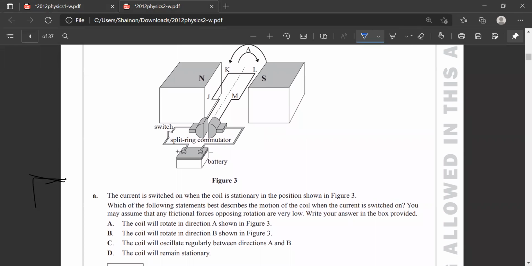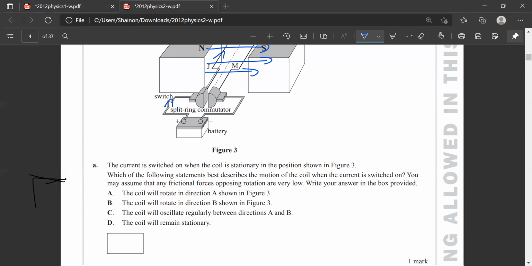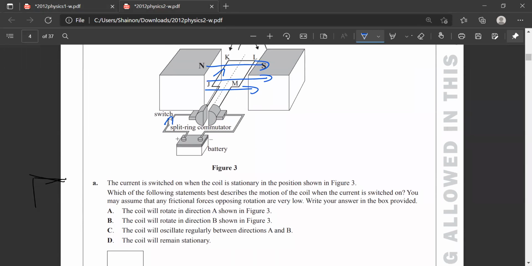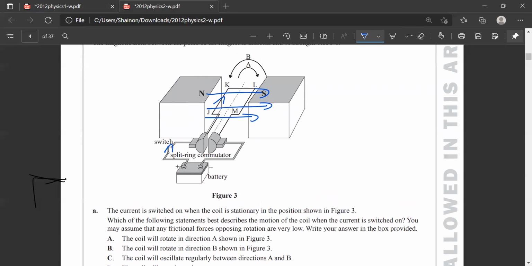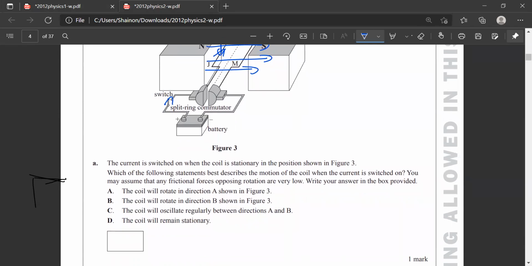So using the right hand grip rule, positive is going this way, this way, this way, this way. So it's going this way, out of north into south. Using the right hand grip rule, the force is going to be perpendicular to the magnetic field. It's going to go downwards. So if this is going downwards, it's going to go this way then. So then that's going to be B.